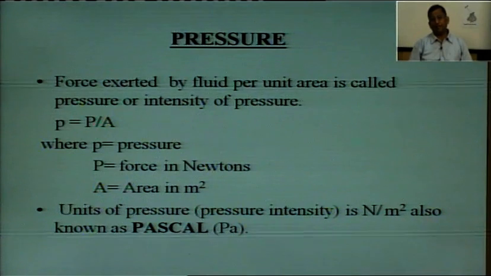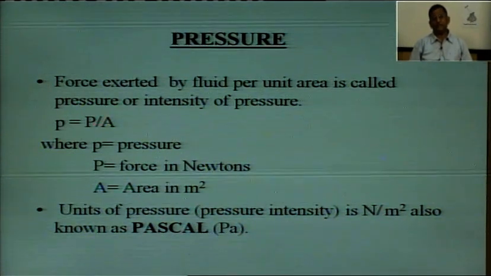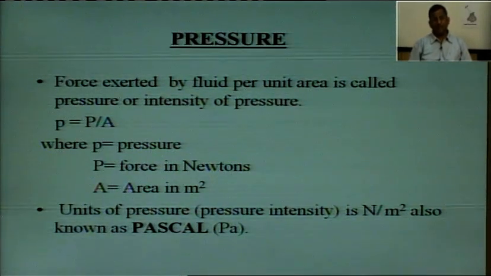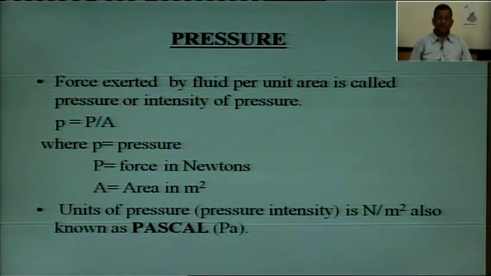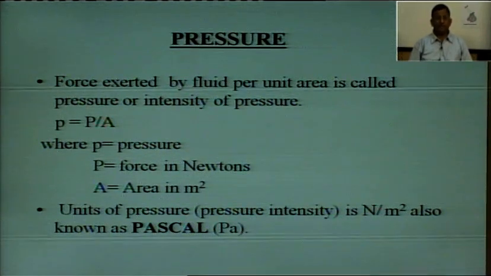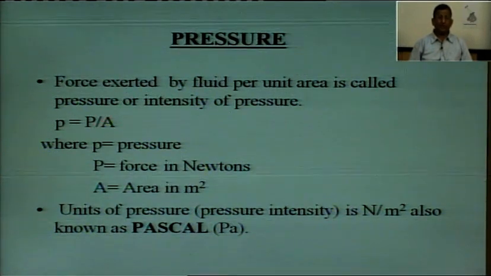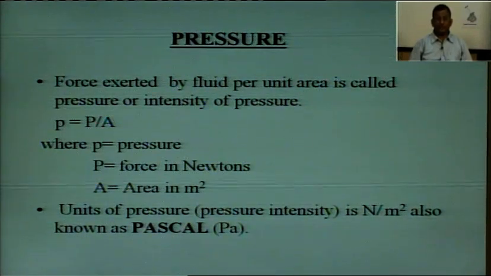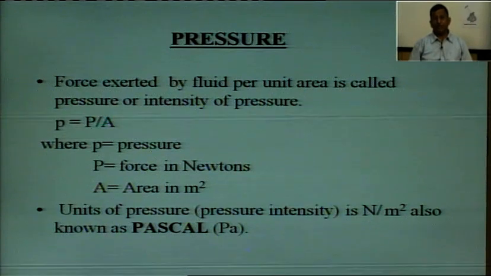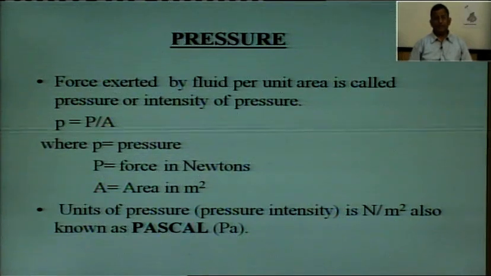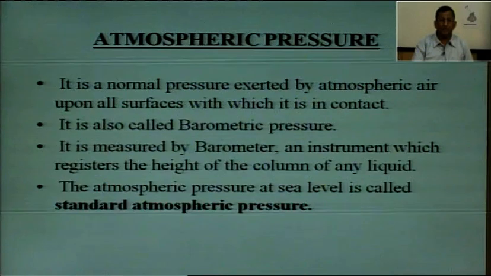Intensity of pressure, or we say pressure, is the ratio of the force P divided by capital A. Small p means intensity of pressure is the force P divided by the area A, where P is the force in newtons and the area is in meter square. So, the units of pressure are Newton per meter square, which we call Pascal. Pascal means Pa, the unit of pressure or the intensity of pressure.